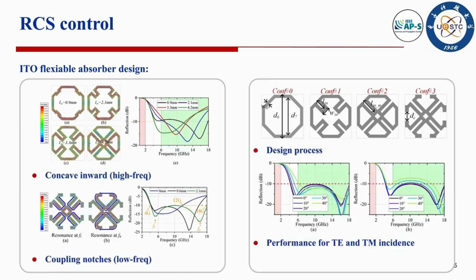For RCS control, a flexible, broadband ITO absorber was integrated onto the WAIM layer. Starting from an octagonal ring resonator, we inwardly concaved the corners to extend the current paths and introduced notches to fine-tune the high-frequency absorption. The final resistive meta-absorber achieves better than 10 dB absorption from 6 to 18 GHz, while maintaining stable performance over a relatively wide angular range without noticeably degrading the in-band radiation characteristics.